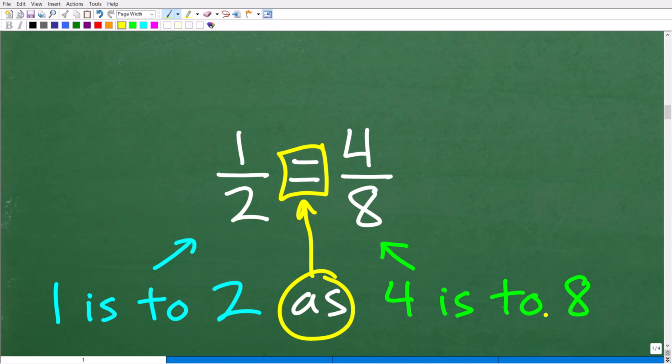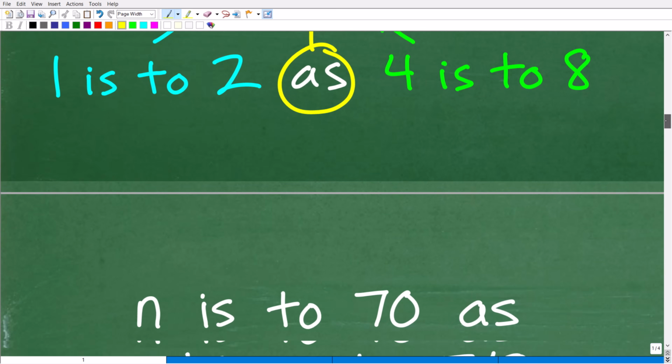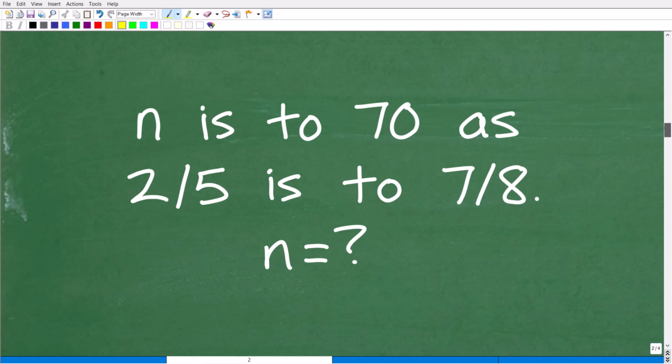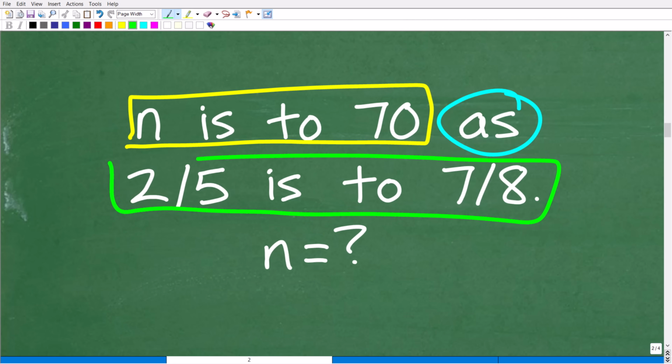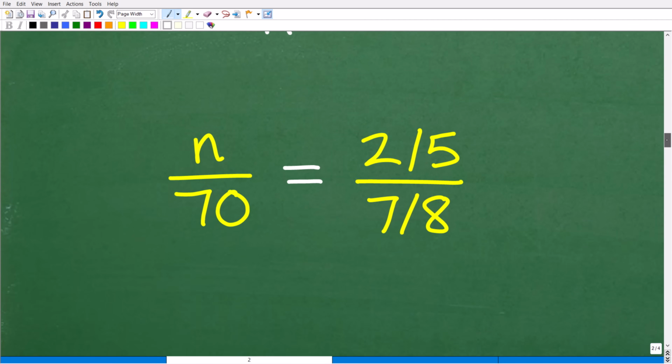Okay, so hopefully you're kind of seeing where I'm going here. Now, if you understand everything that I've talked about up to this point, then it should be pretty obvious what we're going to be doing in order to solve this problem. Okay, so n is to 70 as 2/5 is to 7/8. Now, we just saw how we can write each of these as ratios, and the "as" is an equal sign. And the objective here again is to solve for n. So let's go ahead and set up a proportion. So here we go. So n is to 70 as 2/5 is to 7/8.